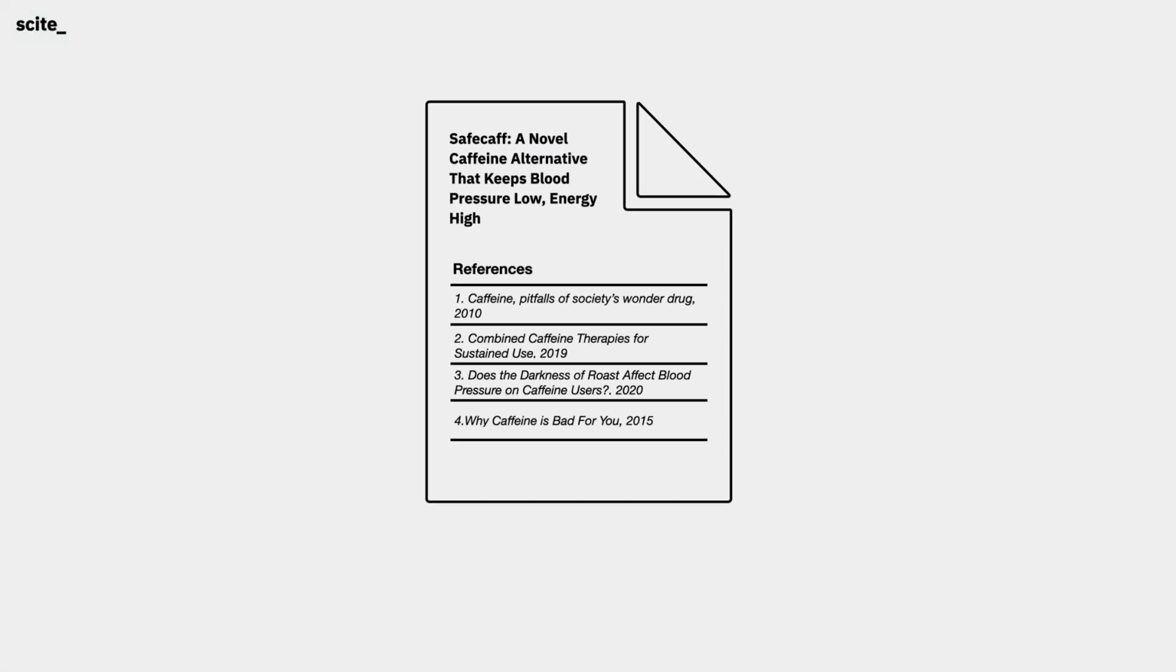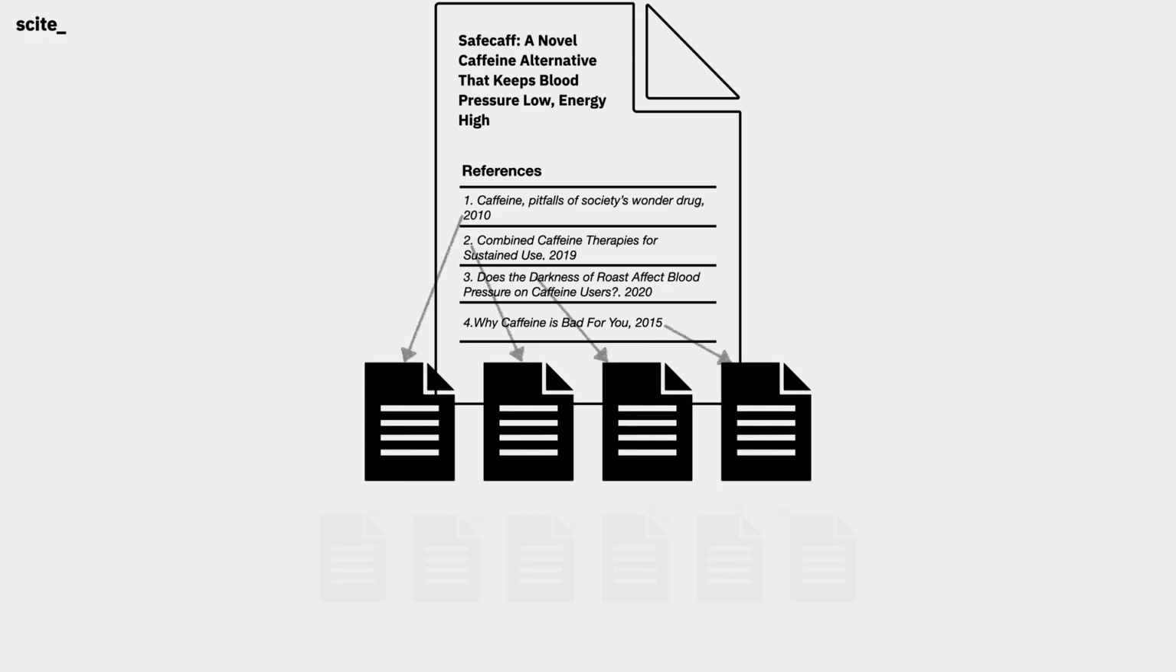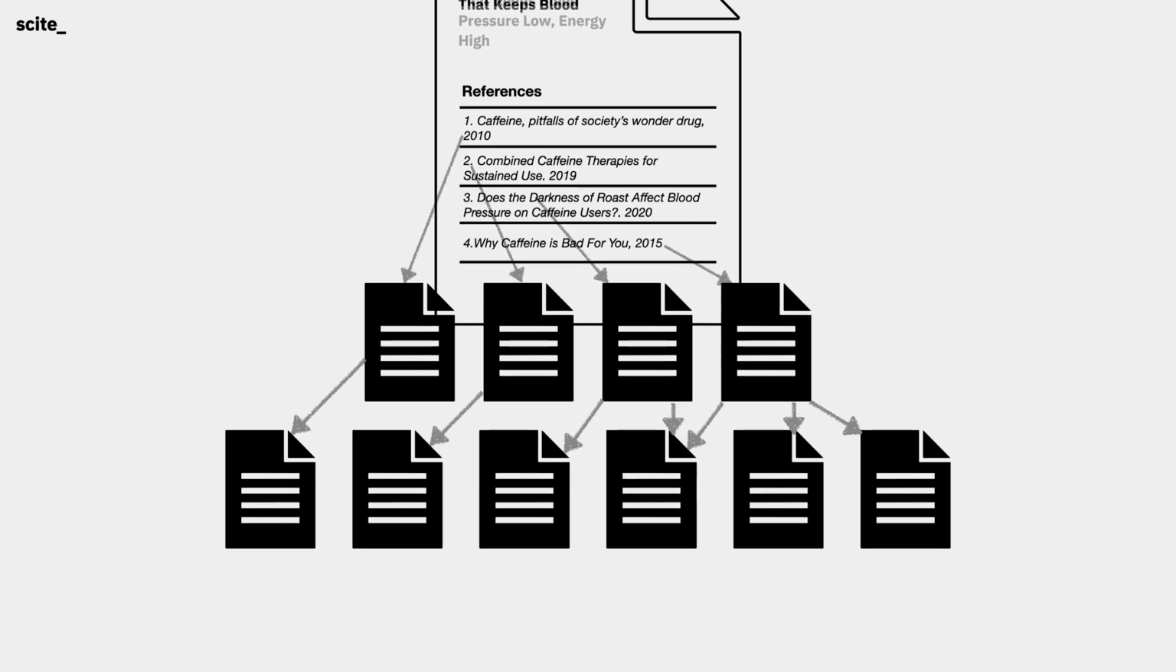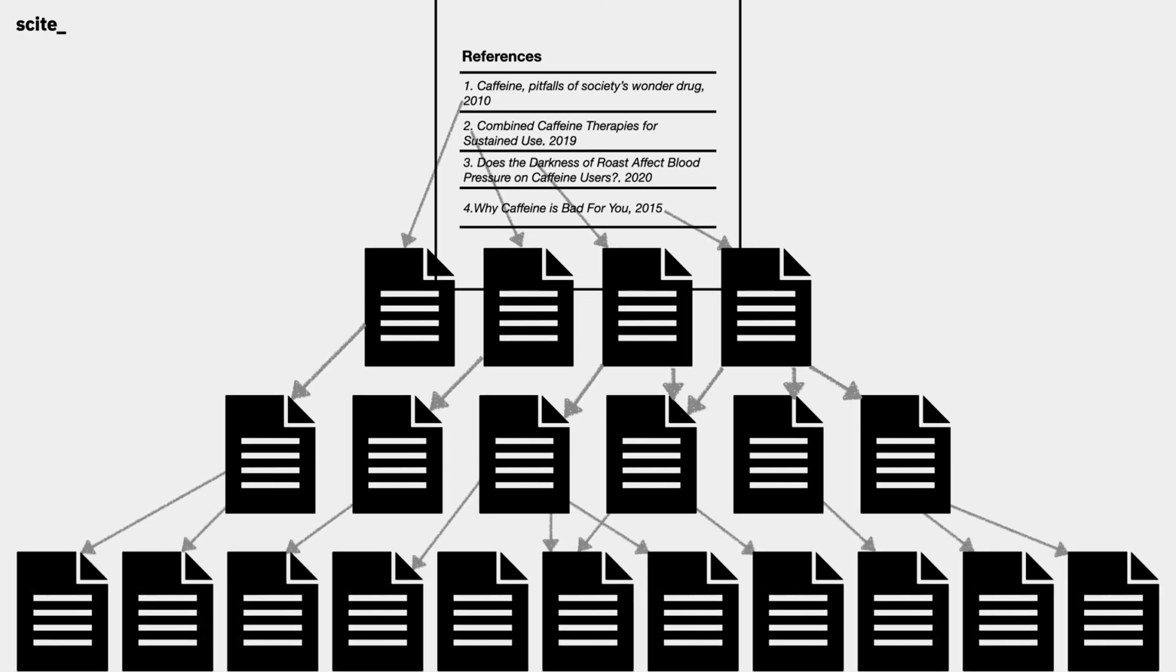Scite Reference Check is a powerful tool that helps authors, collaborators, editors, and peer reviewers quickly sanity check the references used in a publication. References are a key component of any research paper. They serve as the foundation that the authors build on when communicating and contextualizing their findings.